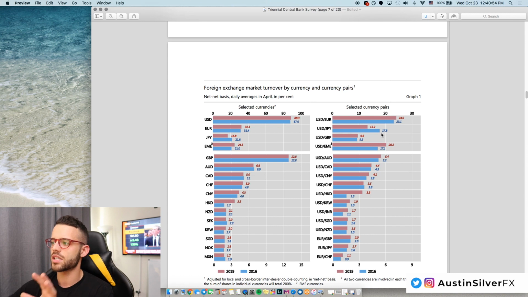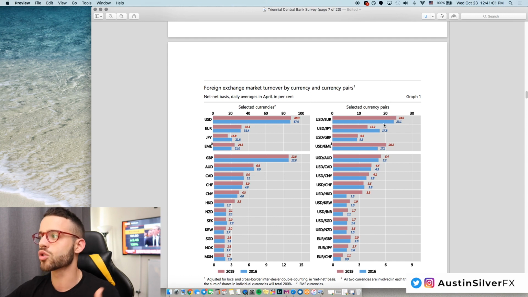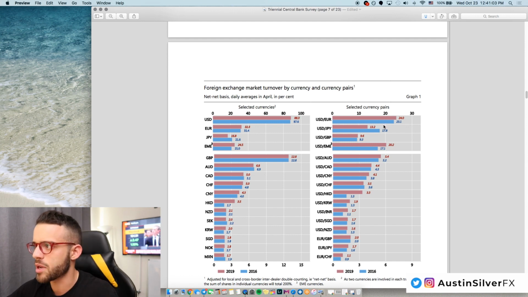So looking at this, just in 2019, we know Euro USD is going to be traded a lot, which means it's going to have a lot of volume and it's going to be able to move for you because a lot of people are trading it. USD JPY, on the other hand, decreased fairly significantly, and that's important to note. That means less traders are active on that pair.